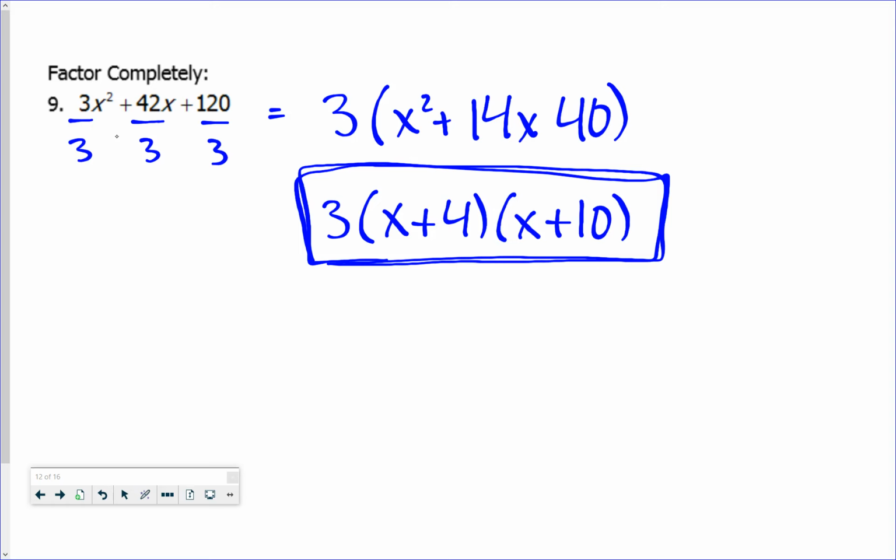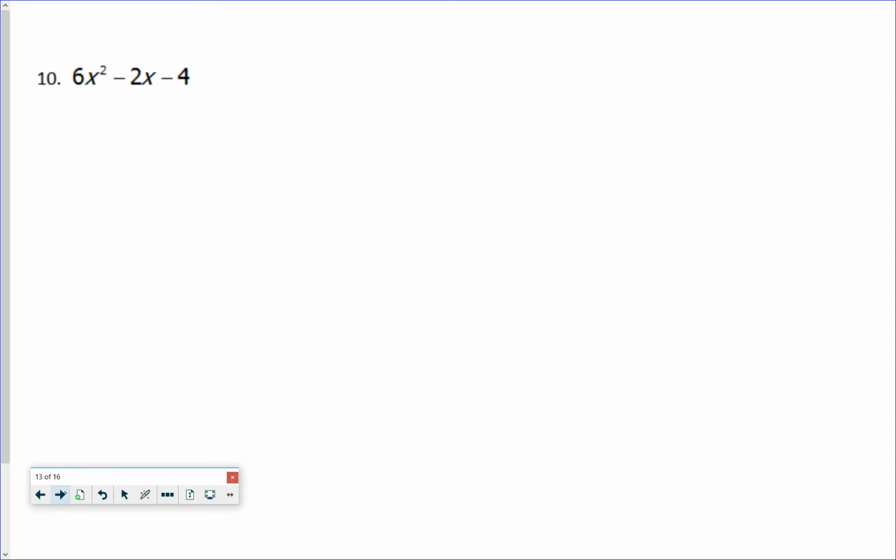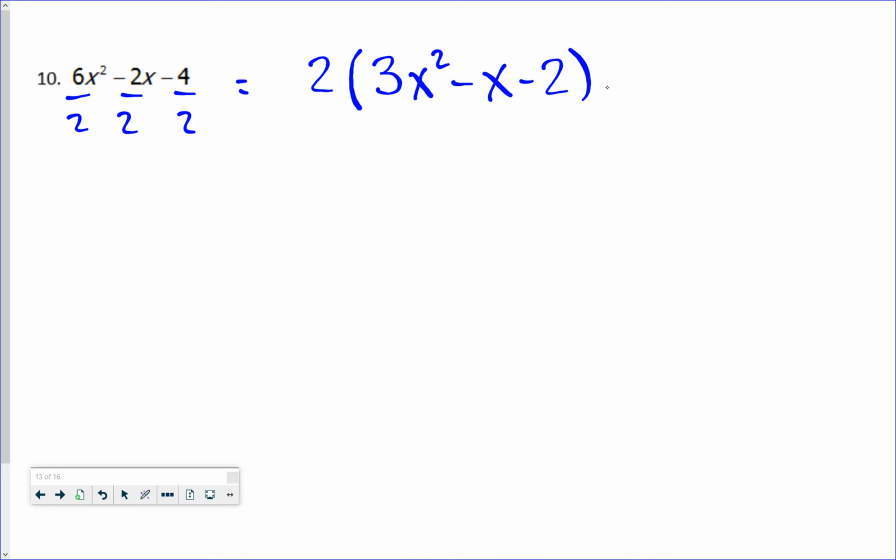All right, number 10. Some of you are starting on it. What GCF do you see? It's a 2. So when we divide everything by 2, what happens to my a value? The a value is the number in front of x squared. There's still something there, so we can reduce it all by 2, and we have to. If there is a GCF, you have to do it. Because I had a GCF, my A is now 3.